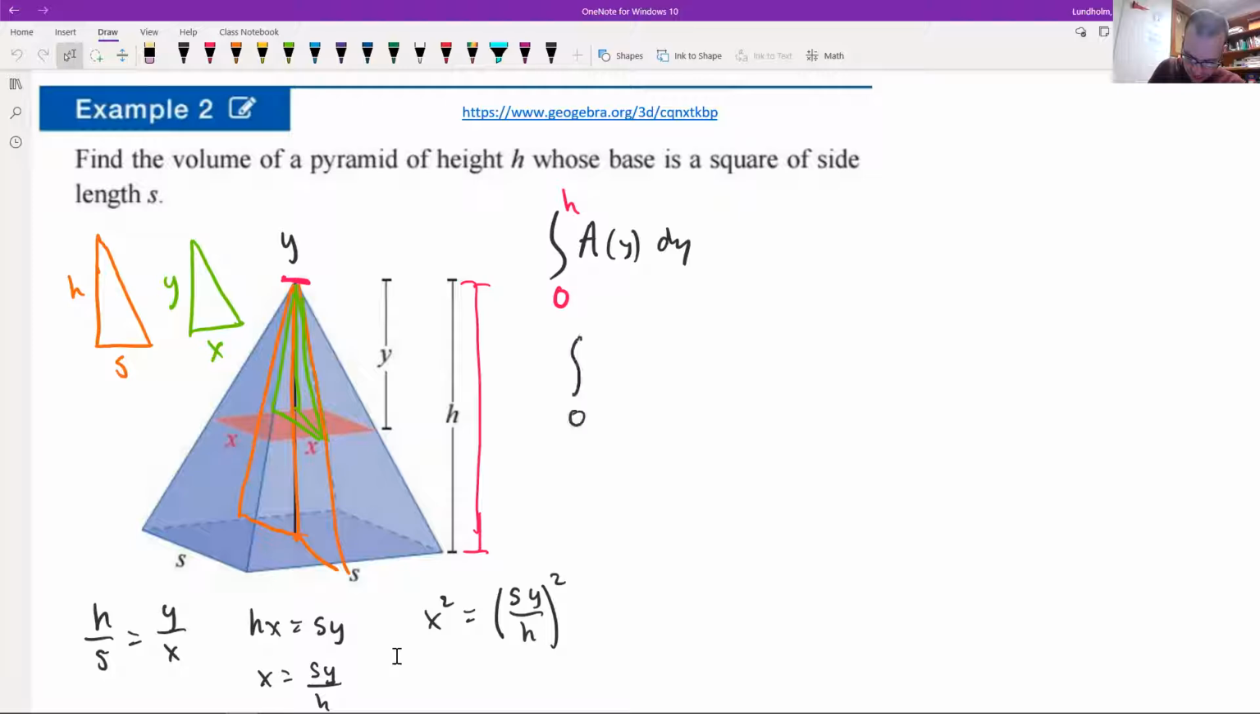We're going to integrate from 0 to h of (sy over h) squared dy. Now, at the beginning of this kind of a problem, you would pick a side length s and you'd pick a side or a height h. Those are going to act just like constants. So having an s squared over h squared out in front, I think that that's fine. And we just have the integral from 0 to h of y squared now dy.